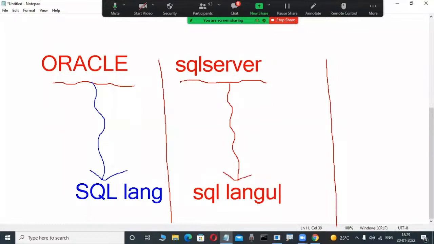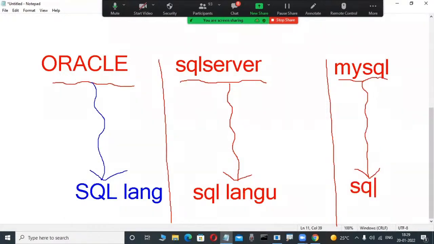Again, many people in my company are using MySQL. MySQL is also a relational database product. If they want to operate this MySQL database product, some employees work on MySQL, which is open source. They are also using SQL as the language. SQL is a universal language.